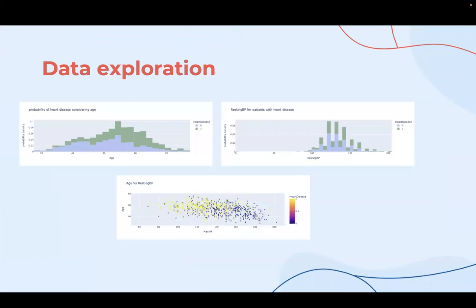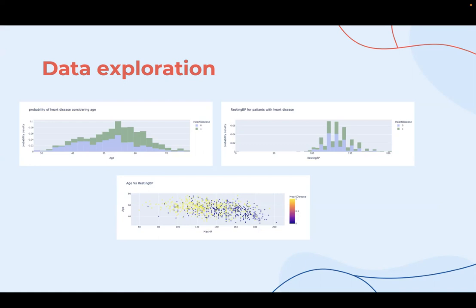From the histogram on the top left of the slide, we can see that the probability of having heart disease increases with age. The majority of patients aged between 50 to 60 years have heart failure. Moving on to the histogram on the top right, it shows resting blood pressure for patients with heart disease. An ideal blood pressure is considered to be between 90 to 60 and 120 to 80. High blood pressure is considered to be 140 to 90 or higher. Lower blood pressure is considered to be 90 to 60 or lower. However, resting blood pressure for the majority of patients with heart disease in the dataset is between 120 and 140.